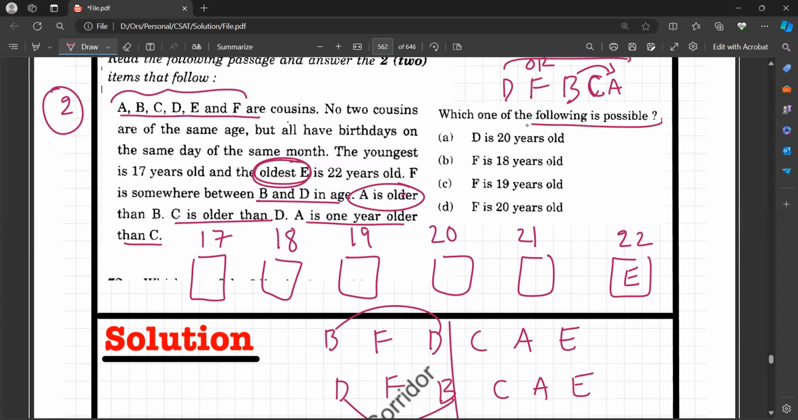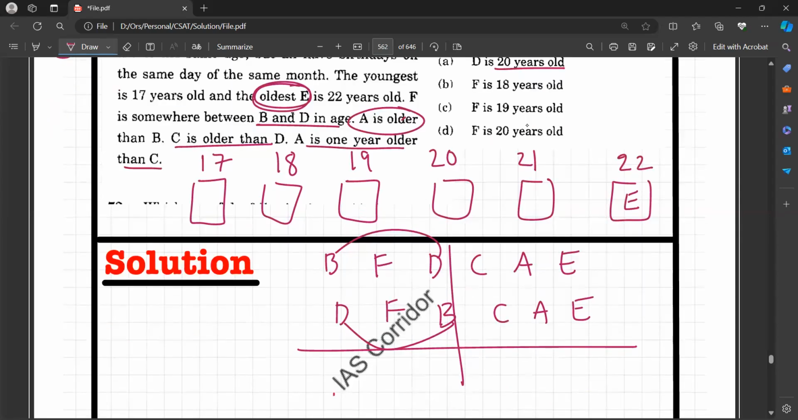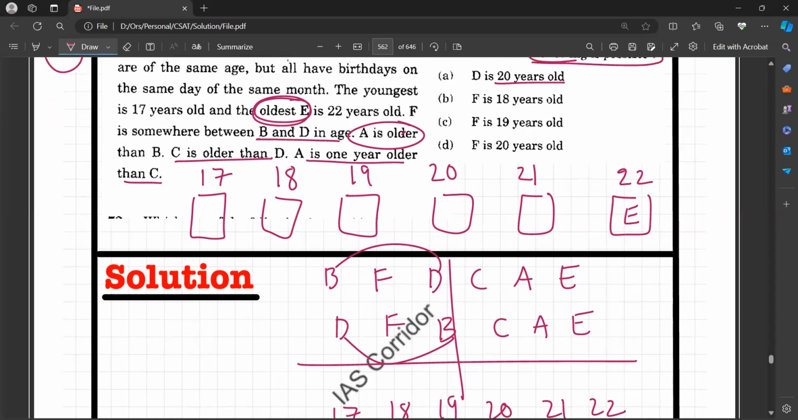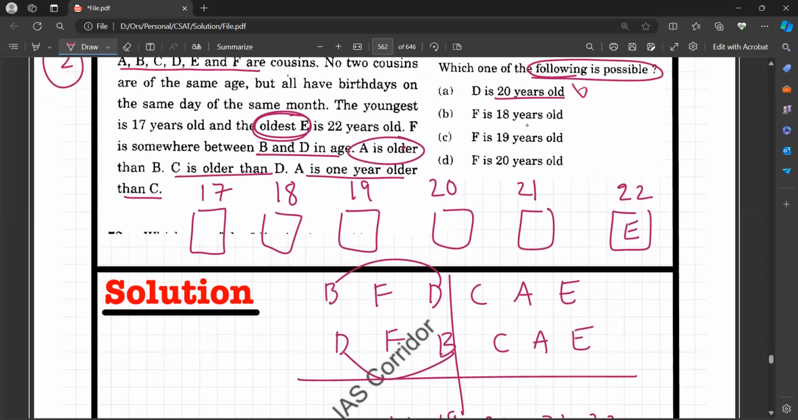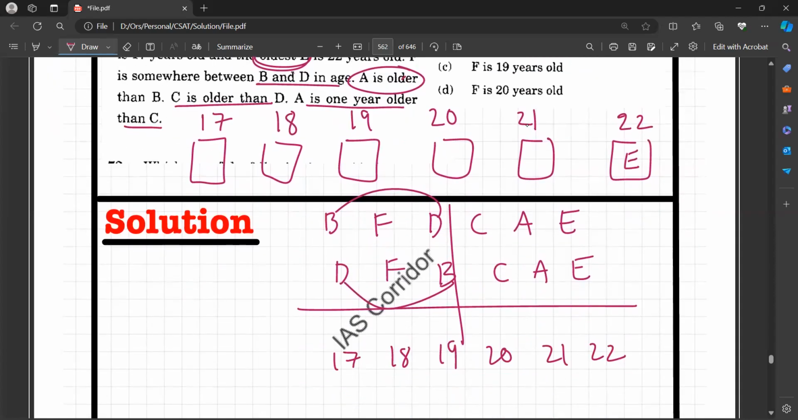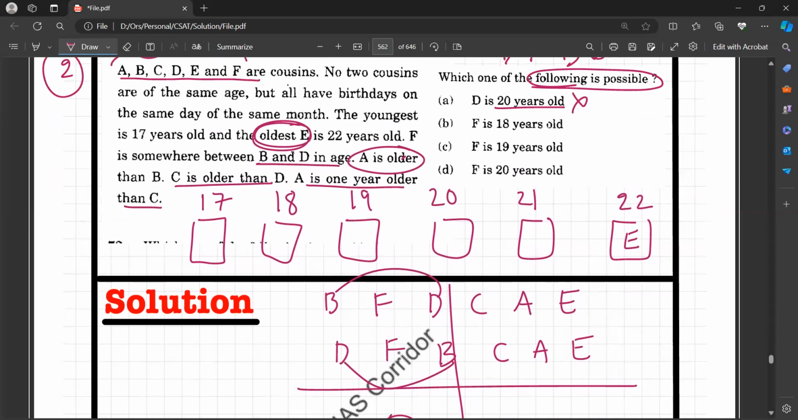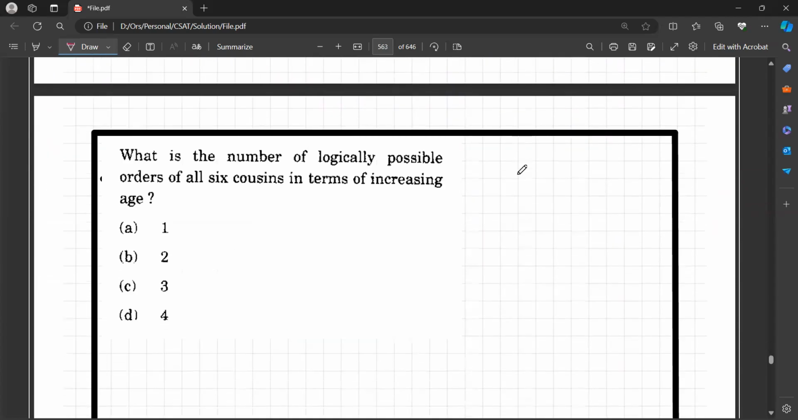Which one of the following is possible? Is D 20 years old? Let us check. 17, 18, 19, 20, 21, 22. No, D is not 20 years old. D is either 17 years old or 19 years old. So this is wrong. F is fixed, it is 18 years old. So B is your correct answer. Got it? Good question. Let us go to the next problem.